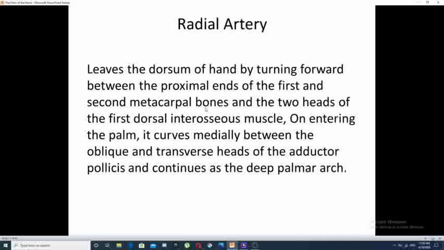The second artery in the palm of the hand is the radial artery. The radial artery leaves the dorsum of the hand by turning forwards between the proximal end of the first and second metacarpal bones and the two heads of the first dorsal interosseous muscle. On entering the palm of the hand, it curves medially between the oblique and transverse heads of the adductor pollicis muscle and continues as the deep palmar arch.